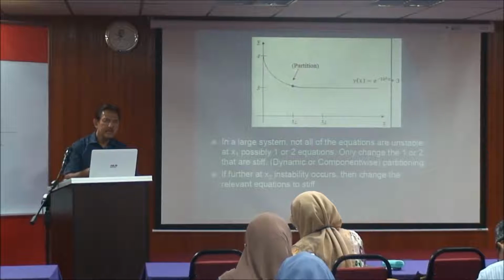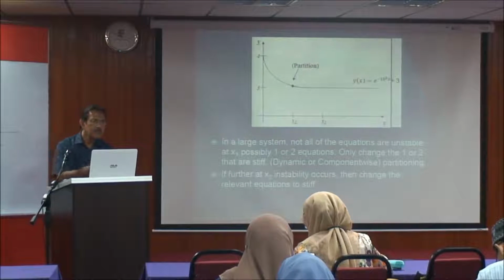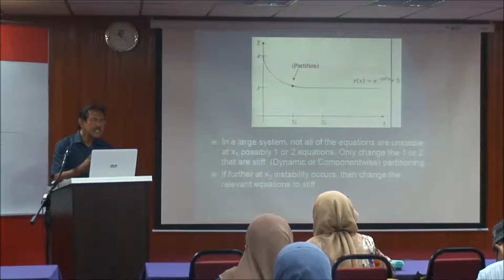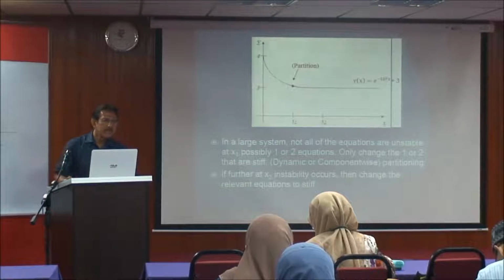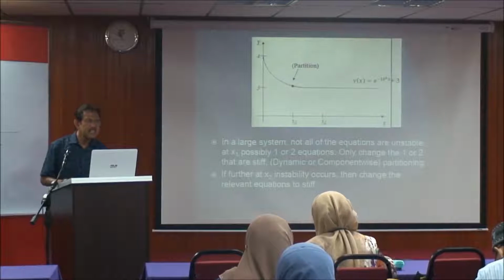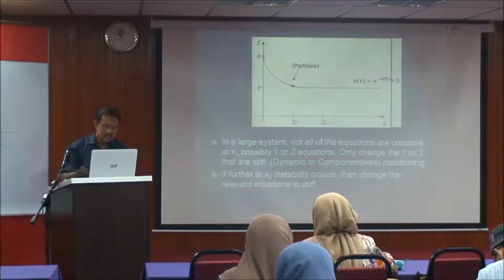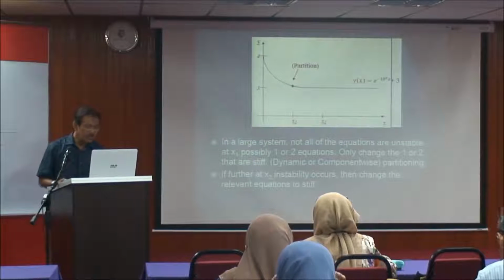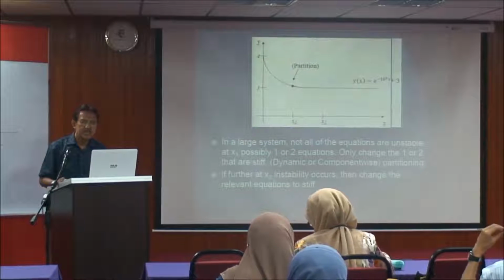I have not been able to create a non-linear problem where the instability goes up to 3. It is possible, but it doesn't happen in practical circumstances. So only change the 1 or 2 that are stiff. This is called dynamic-wise or component-wise or progressive partitioning. We have been using the 3 words.